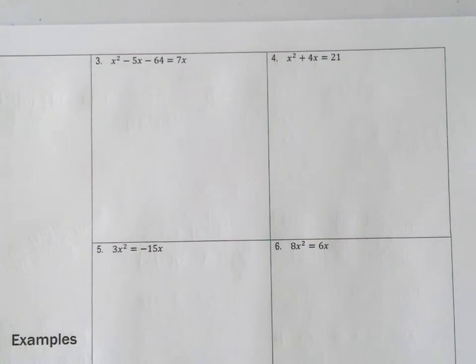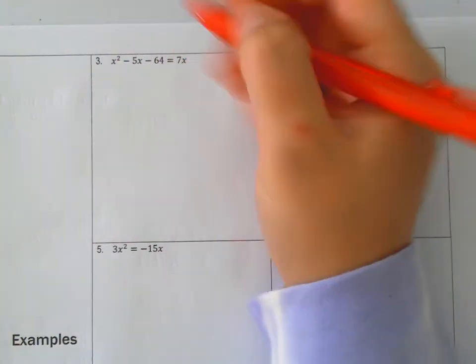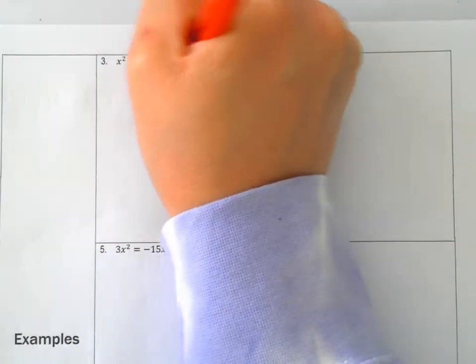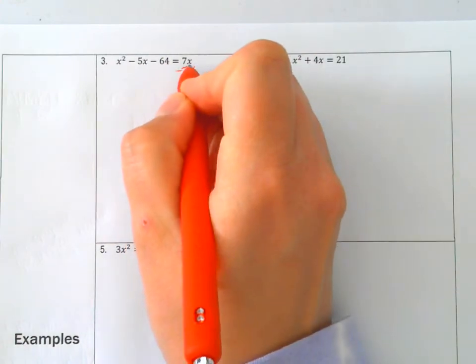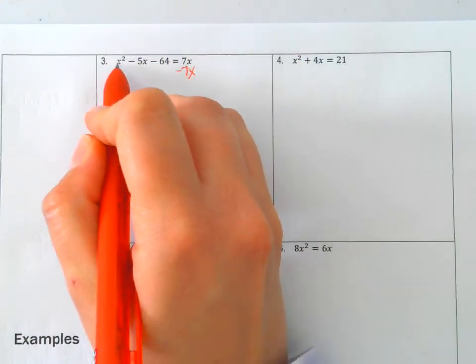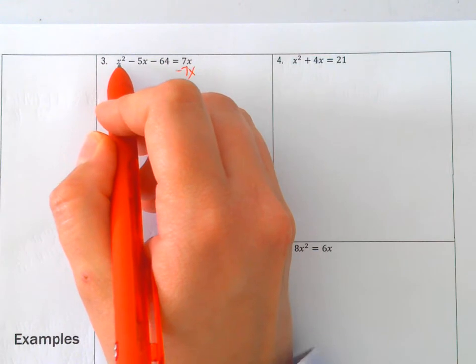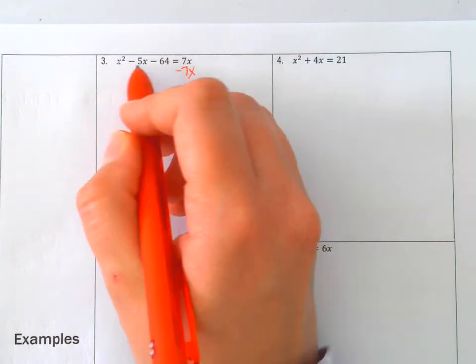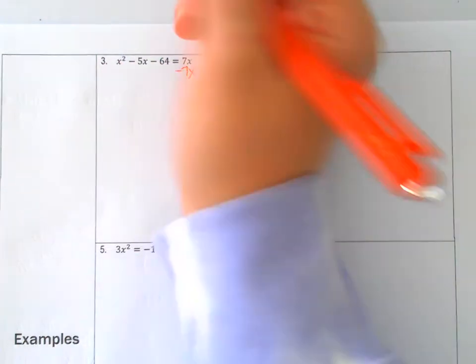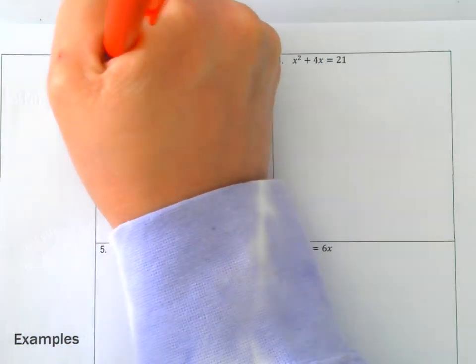Okay, so we have number 3, x squared minus 5x minus 64 equals 7x. Our first step here is to make sure our equation is set equal to 0. And this one is not set equal to 0, so that's the first thing we want to do. We have the 7x on the right side, so I want to move it over. Be careful to see which one it is going to combine with. Is it going to combine with x squared? No, because it doesn't have a squared on it. Is it going to combine with negative 5x? Yes, these are my like terms.